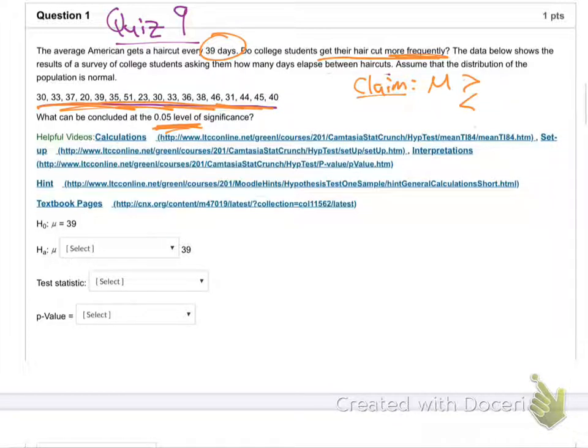So even though that was tricky of them, they used the word more, but it actually means lower than 39 as the time between haircuts. They're thinking that college students get their haircut more often than every 39 days, that the time between cuts is less than 39. The average time between haircuts is less than 39. Are we okay with that? You'll never be fooled by that again now, right? More frequently, less time in between. Okay, I think you've got it. I'll quit beating that horse.